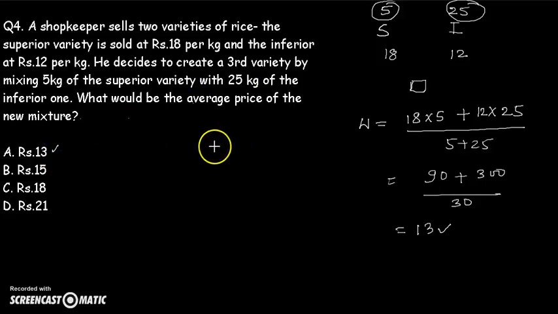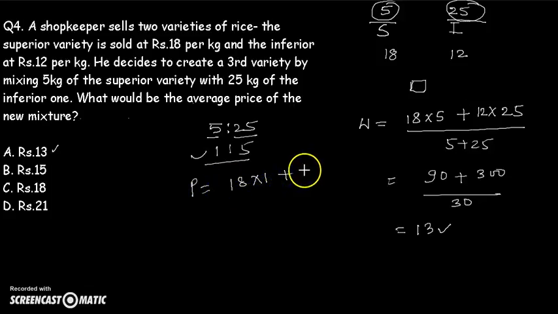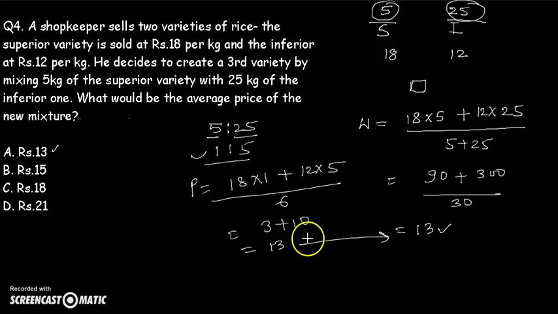Let us try to solve it in another method wherein we don't take the absolute values as 5 and 25. Instead, we are only interested in the weights of the rice, which is 5:25 or 1:5. So you can use 1:5 in place of this one. In that case, price will be 18 multiplied by its weight, that is 1, plus 12 multiplied by its weight, which is 5. Total weight is 6. This will give you 3 plus 10, 13. So this is same as 13.